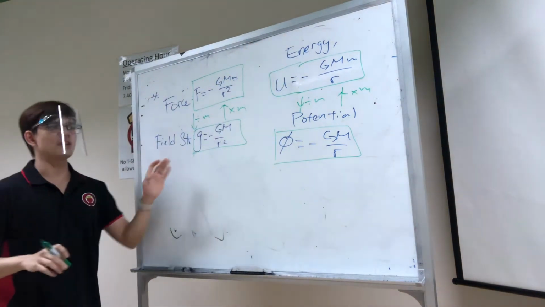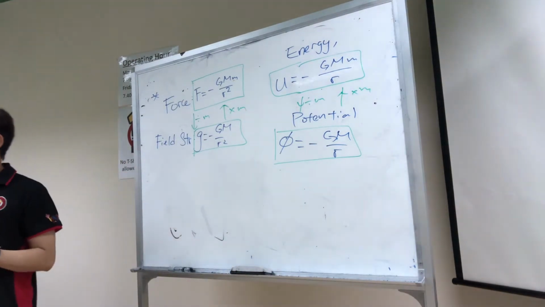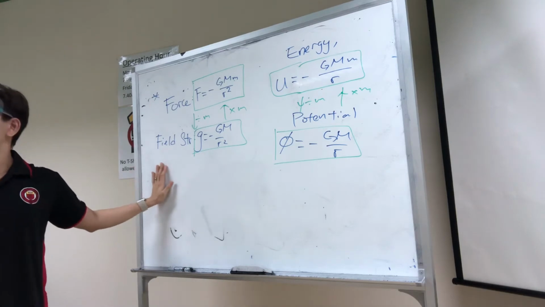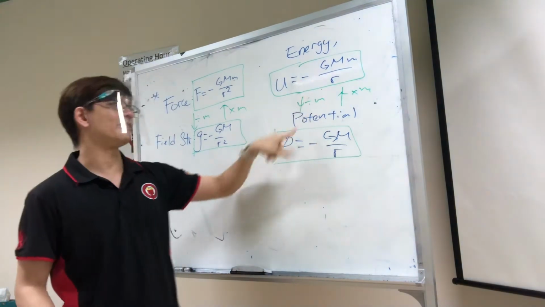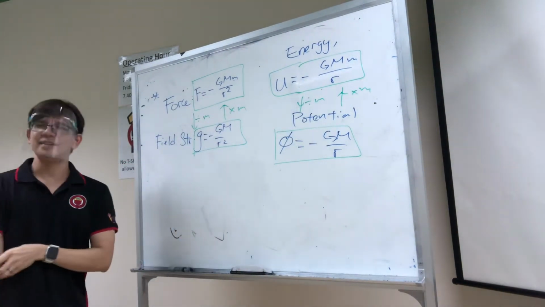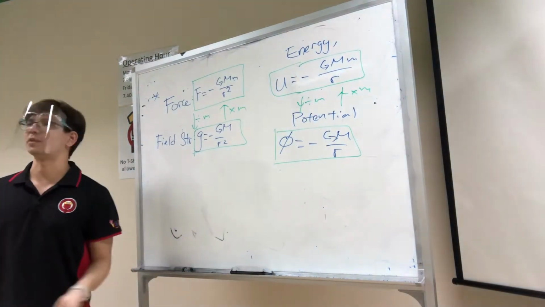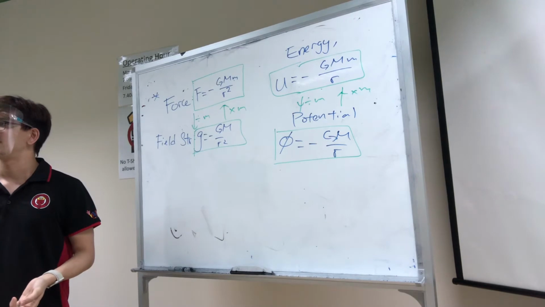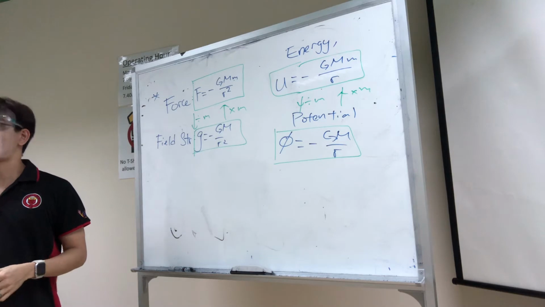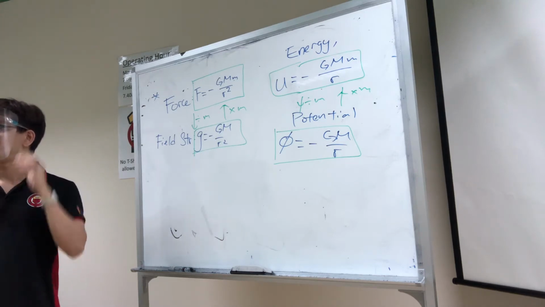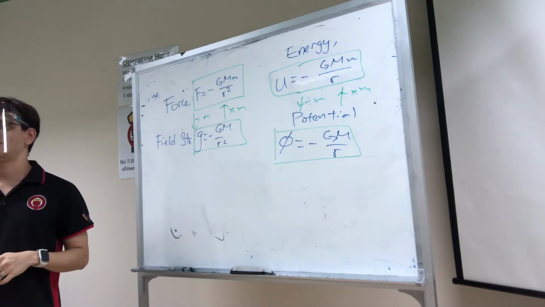Whereas for field strength and potential, you only need one object in order to produce a gravitational field. So there isn't a second object to compare to. The second mass has disappeared. That's why we divide by mass. But it doesn't make sense, right? I must talk about something. So what is the thing that we're talking about in field strength and potential? There's still a thing. It is not a mass, but there's a thing.